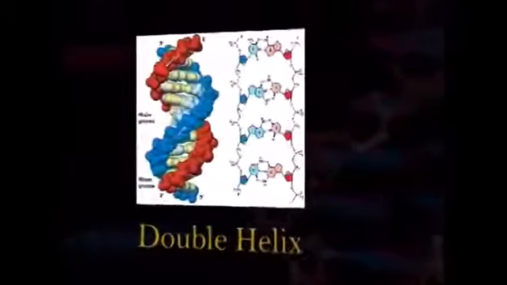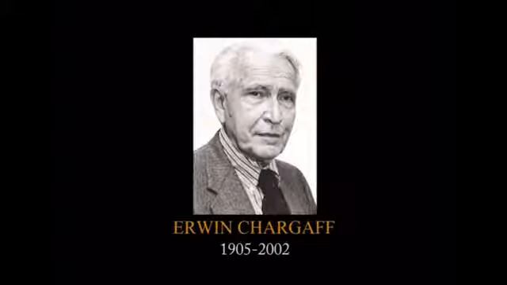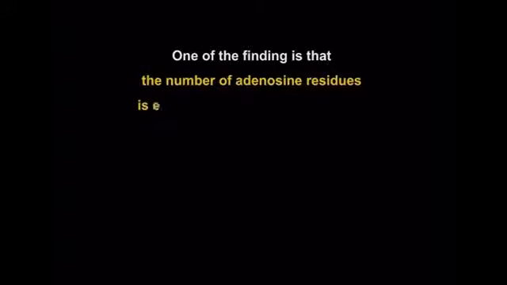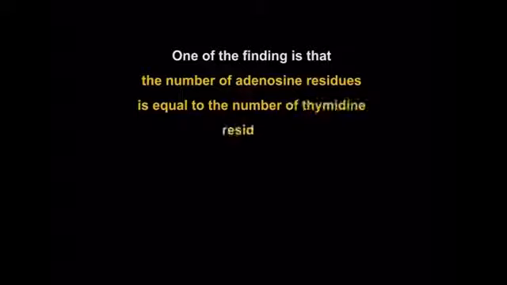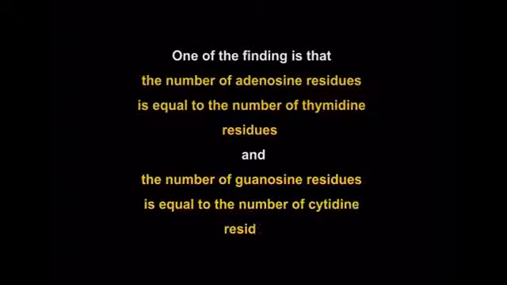So now let us come to the double helix. Discovery of the double helical structure of DNA by Watson and Crick was an important event in molecular biology. Their proposal was the outcome of synthesis of many significant discoveries. One important clue to the structure of DNA came from the work of Erwin Chargaff and his colleagues in the 1940s, which were presented as Chargaff rules. One of the findings is that the number of adenosine residues is equal to the number of thymidine residues, and the number of guanosine residues is equal to the number of cytidine residues.